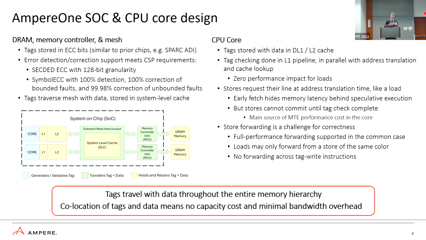So the end result of that co-location of tags and data through the whole pipeline means that there's no capacity cost. You don't have to give up 3% of your DRAM to store tags. And there's minimal bandwidth overhead. We never have to access two different physical addresses to collect the tag and the data for a single memory access. In a many-core cloud system, bandwidth is a precious resource. So that's a really nice selling point, that we don't have to duplicate accesses for tag fetch.